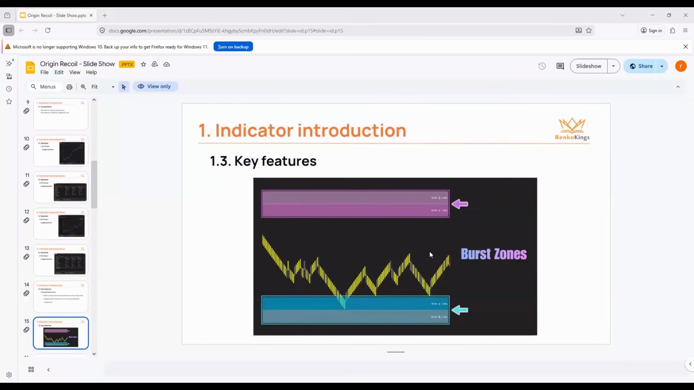Again, we will be looking at live charts, but first I just want to give you an idea. What Origin Recoil does is identify levels where at some point in the past, and probably very recent past, lots of activity took place. Then what it waits for is for price to come back to this area of high activity. So this is not support resistance. I know it looks like it. It's based on momentum.